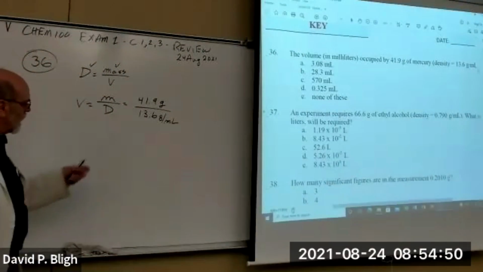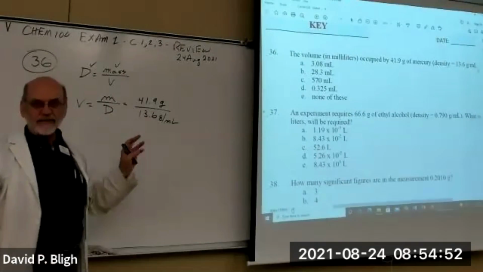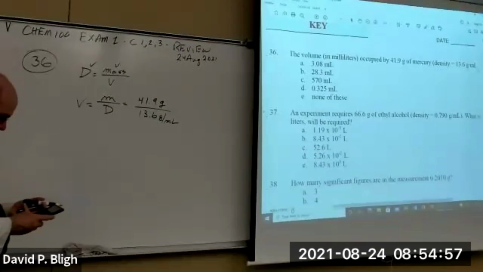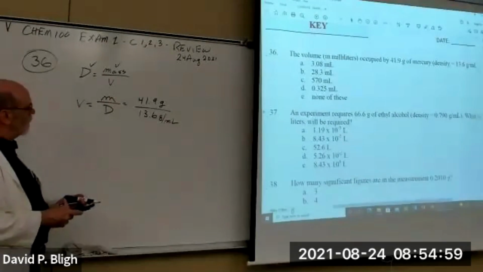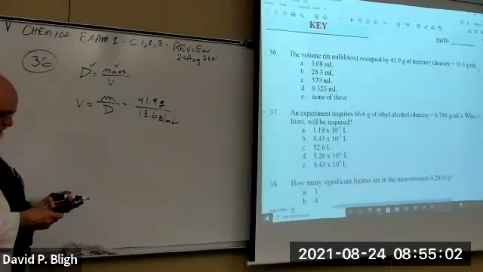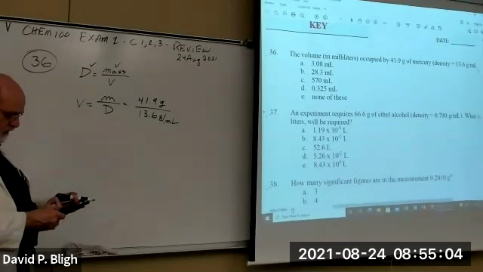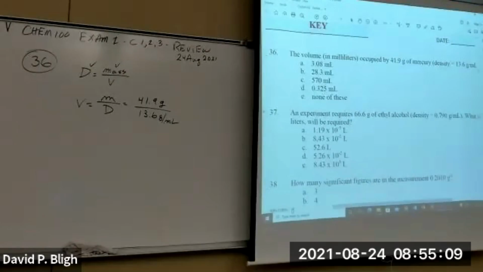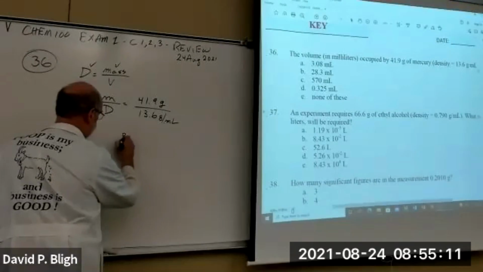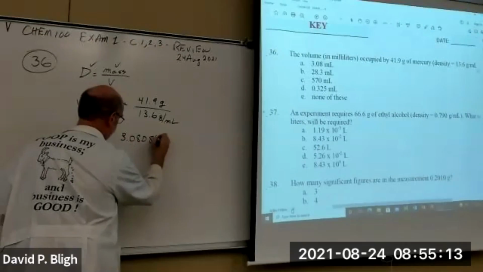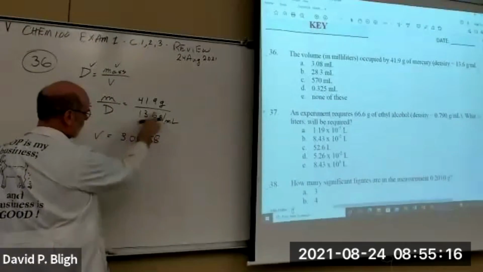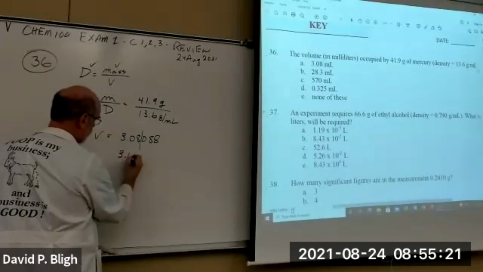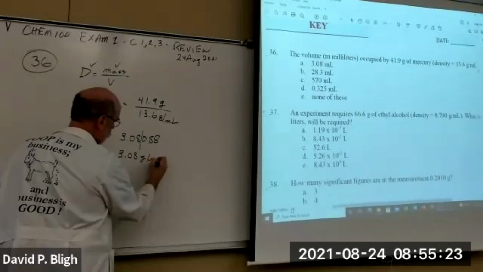So we just need to solve that one, right? Multiply, divide, so we can keep 3 significant figures in our calculation. 41.9 and then divide it by 13.6. So 3.08088. All right, we got 3, so we can draw the line there. That's a 0, so we get to keep 308 grams per mil.